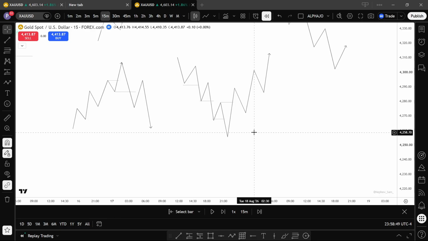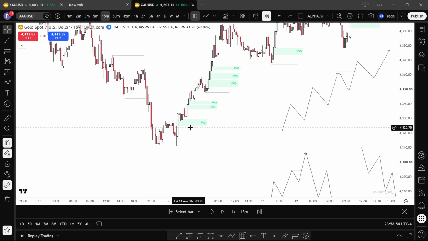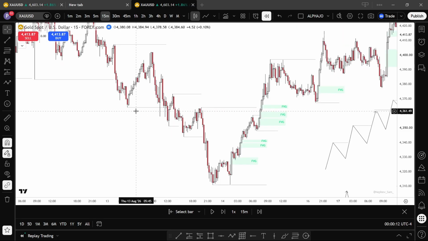So go back and look for examples of break of structures and market structure shifts using your charts. Just focus on important highs and lows and not every price movement in price.